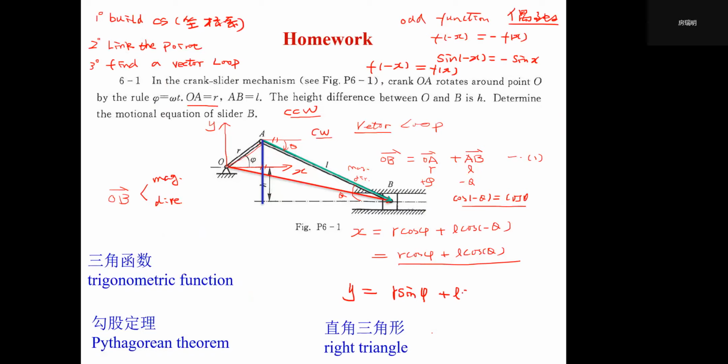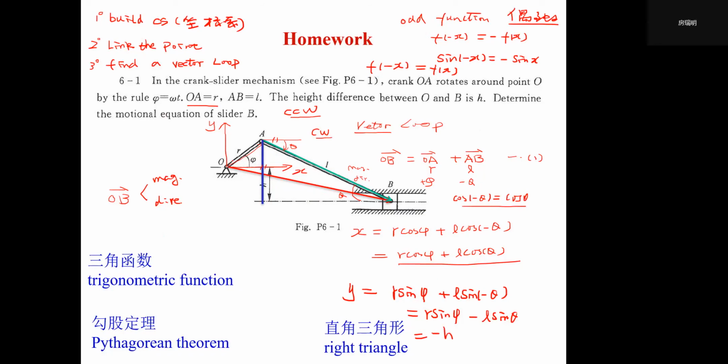Plus L sine minus theta, right? And because sine theta is an odd function, it should be equal to r sine phi minus L sine theta. So you can see, this is r sine phi and this is L sine theta. So this result will always equal minus h, right?